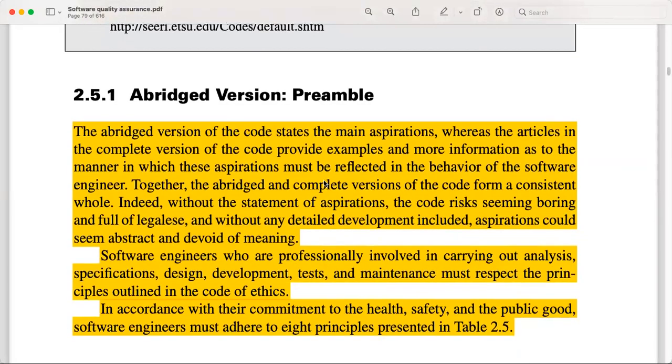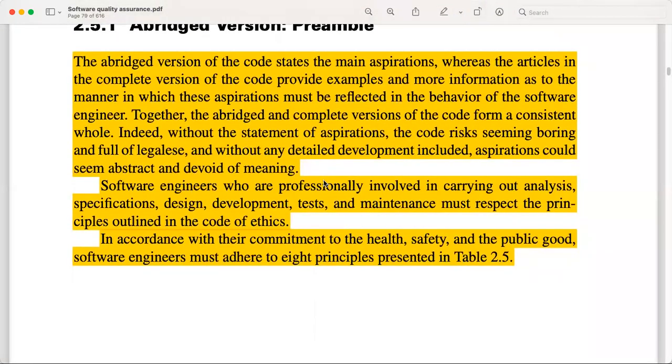So the abridged version of the code states the main aspirations, whereas the articles in the complete version of the code provide examples and more information as to the manner in which these aspirations must be reflected in the behavior of the software engineer. The abridged version only states the aspirations, or the main points, or the clauses. It does not include any detailed examples and perspectives. Together, the abridged and complete versions of the code form a consistent whole.